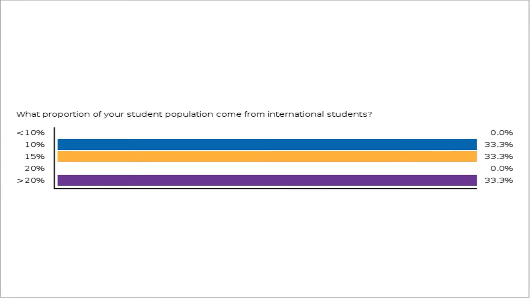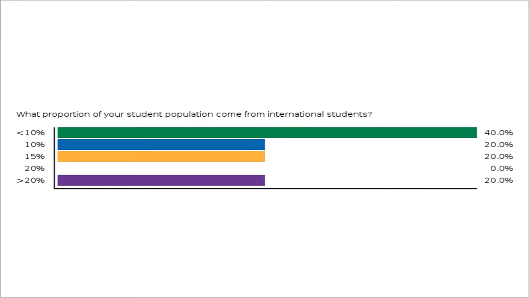What proportion of your student population comes from international students? Less than 10%, 10%, 15%, 20%, or greater than 20%? We'll give a minute for those responses to come in.